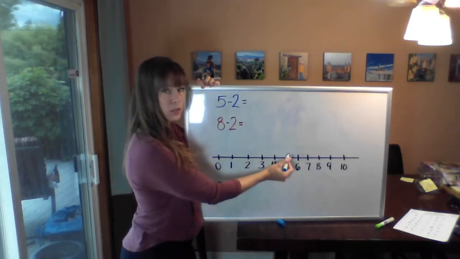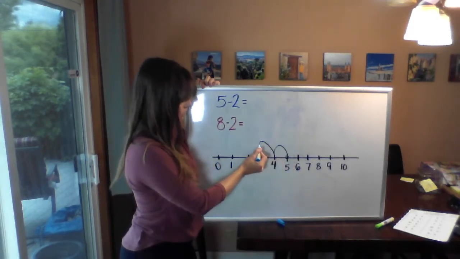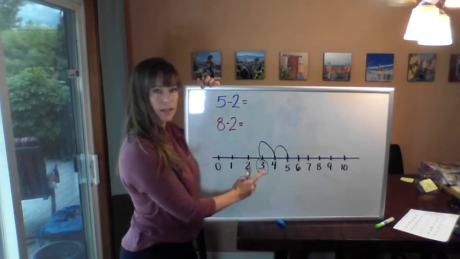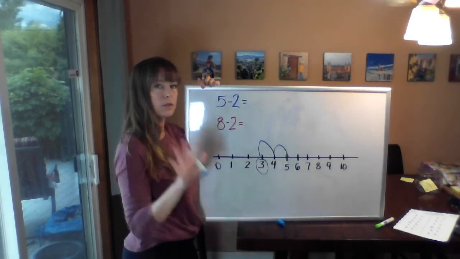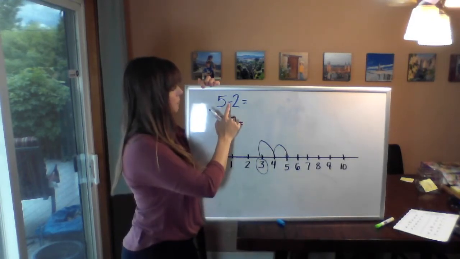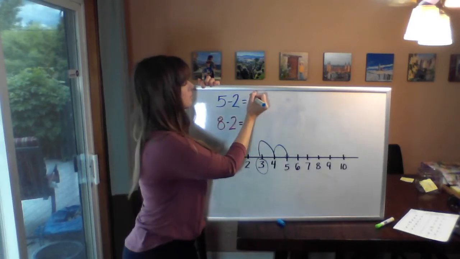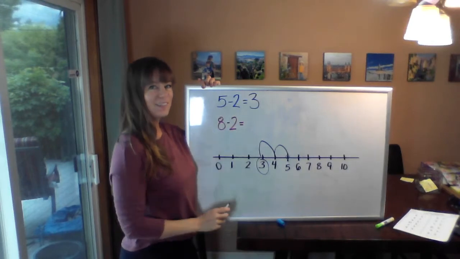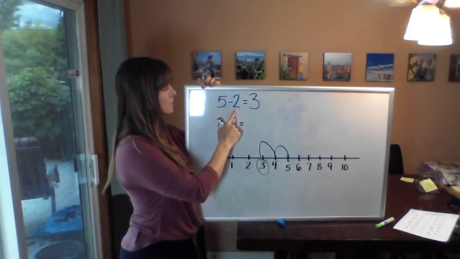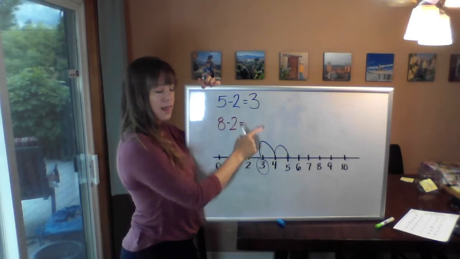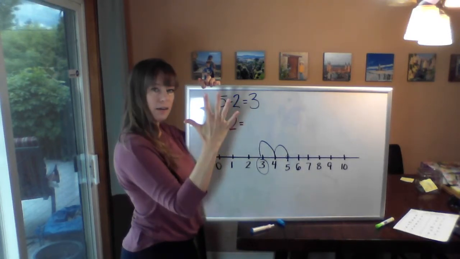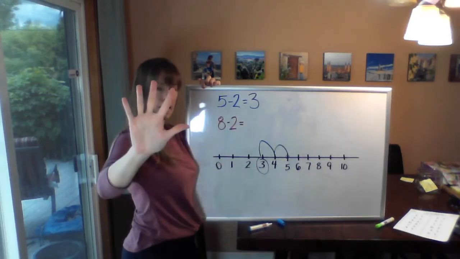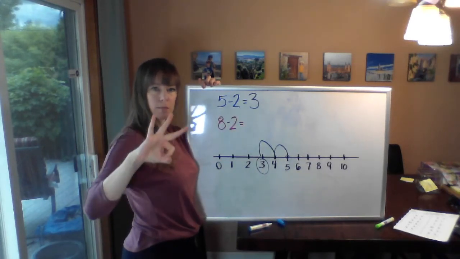So I'm on 5 and I'm just going to do some jumps back. 1, 2. And if I start on 5 and I jump back 1, 2, I land on the number 3, just like we discovered when we showed it on our fingers. So 5 minus 2 equals 3. I'm going to say that again and I want you to say it with me. Ready? 5 minus 2 equals 3. That means that if you have 5 and you take away 2, it's the same number as 3. 5 take away 2 is the same as 3.